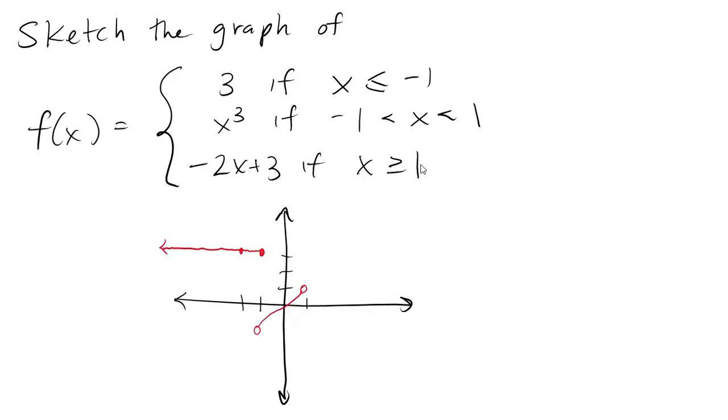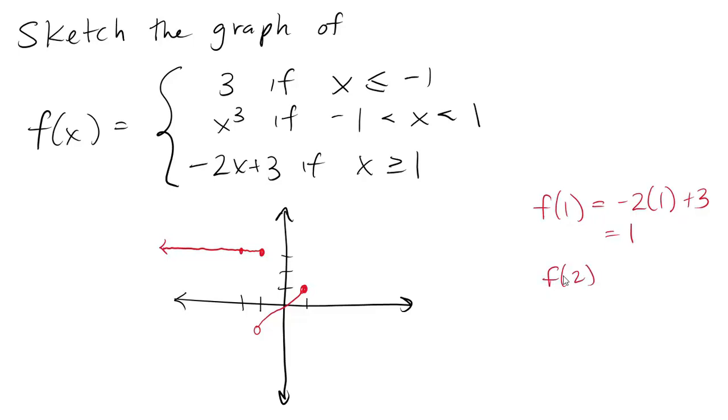When we get to x equals 1, we switch rules. But notice what the output is. When I plug 1 into the function, let me write this one out, I get -2 times 1 plus 3, which also happens to be 1. The same thing you get when you plug 1 into the second rule. So that open circle gets filled in when we evaluate f of 1.